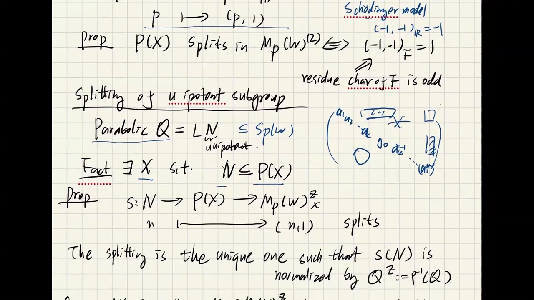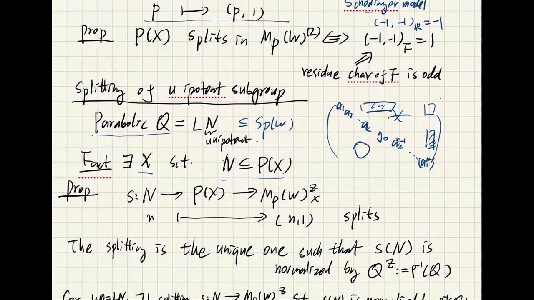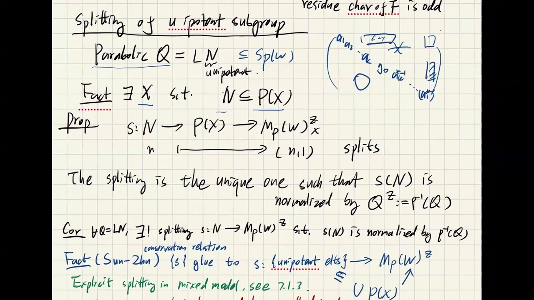A natural question is: if you choose a different Siegel parabolic, do you get the same splitting? The answer is yes, the splitting is unique. You can choose different X as long as it contains N, and it will give you the same splitting. Furthermore, this splitting is characterized by the property that it is a group homomorphism and its image is normalized by the whole parabolic subgroup. The image is not necessarily normalized by the whole parabolic, but if it is, then this characterizes the splitting defined here.